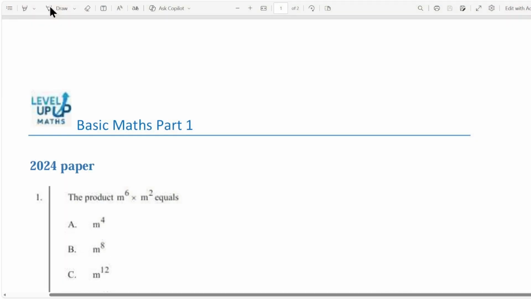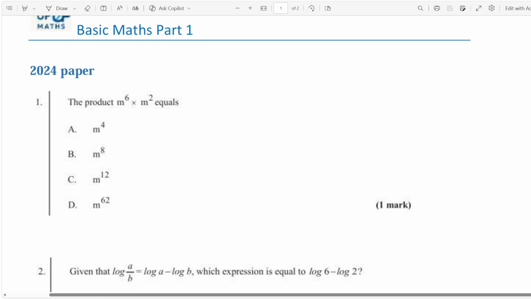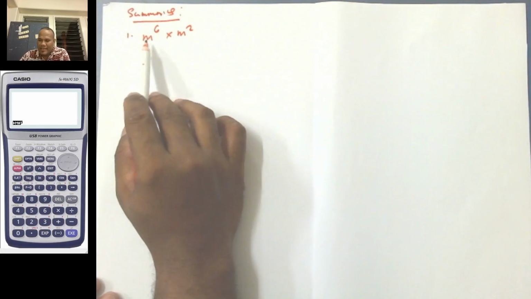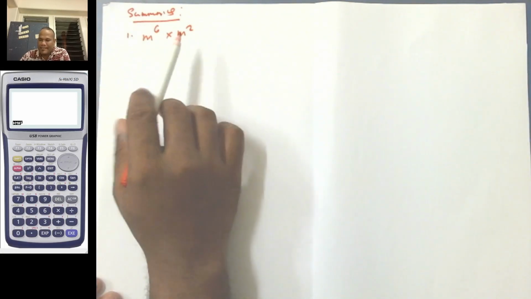Okay, let's have a look at those papers. In our last class, we were looking at the 2024 paper. Now, let's just summarize. In our last class, in question number 1, we were solving 6m to the power of 6 times m to the power of 2. We were solving m to the power of 6 times m to the power of 2.